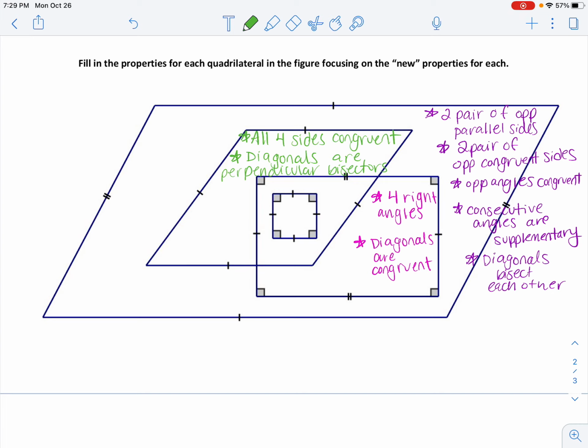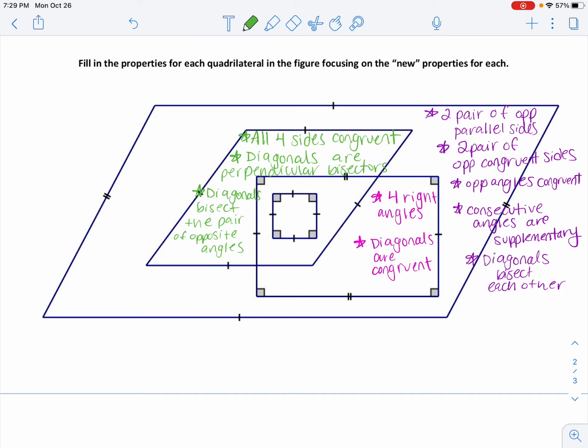And then we also know that these diagonals bisect the pair of opposite angles. So these are all properties that come from our very first special quadrilaterals properties page. So we know all these things to be true.